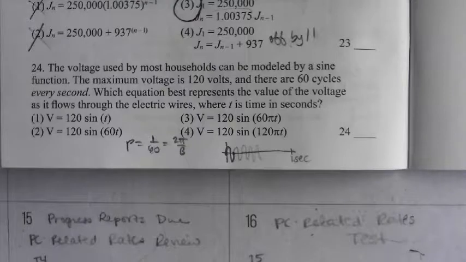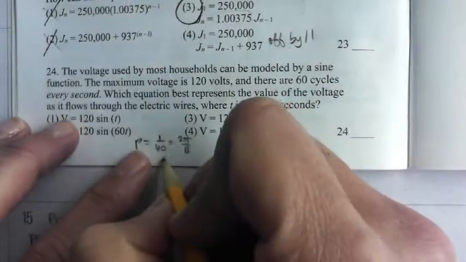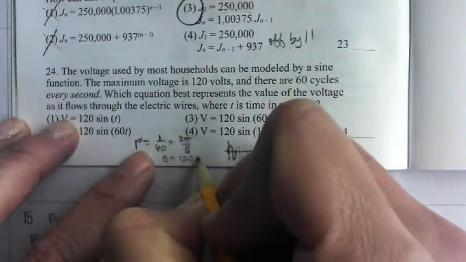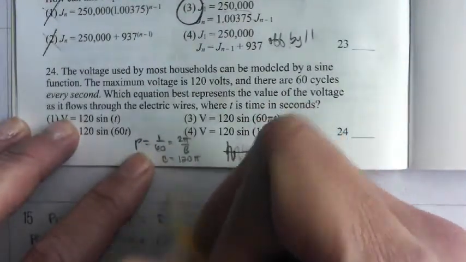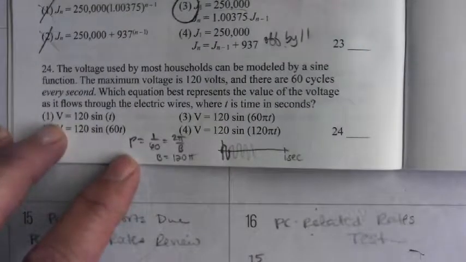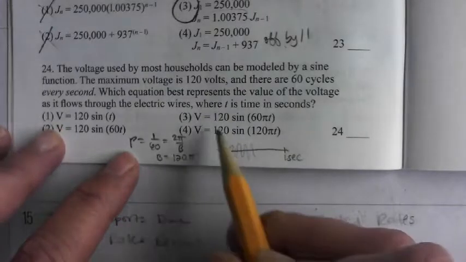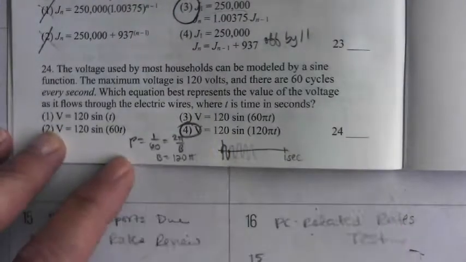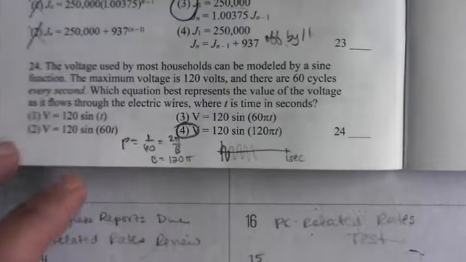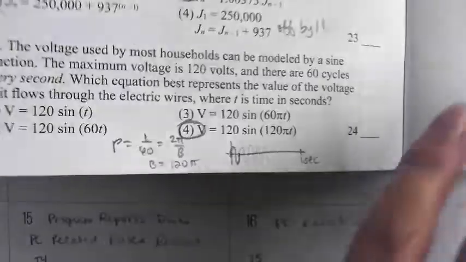So that's not helping you, unfortunately. And then just cross multiply, you get b equals 120 pi. And that's it. B is 120 pi. So option 4. It's just wrapping your head around the fact that multiple cycles are happening within a 1 second time frame and figuring that out.